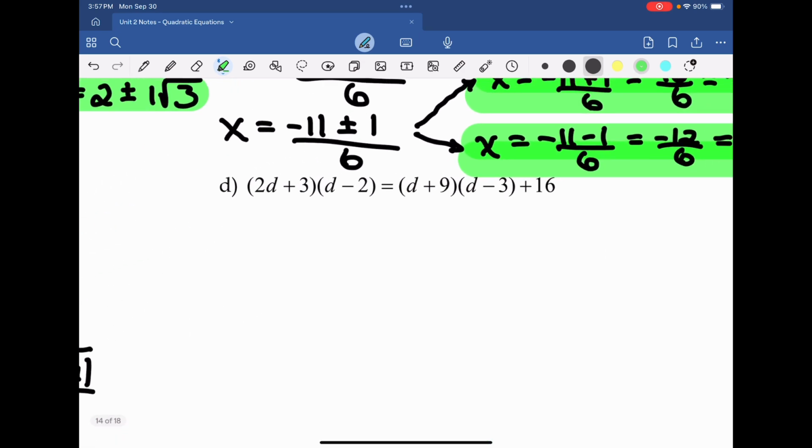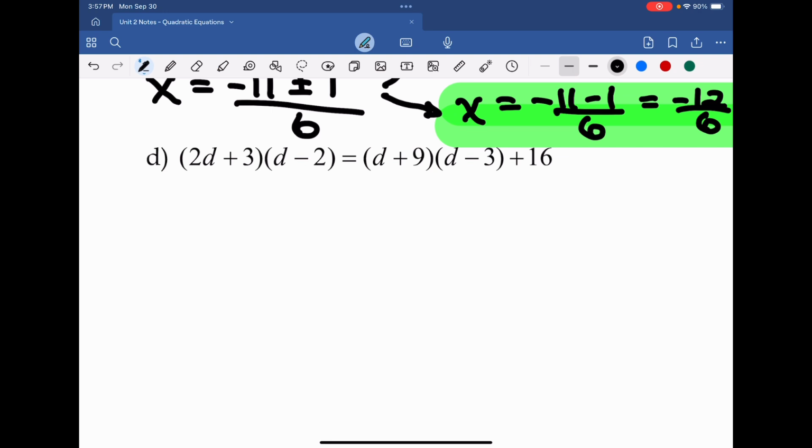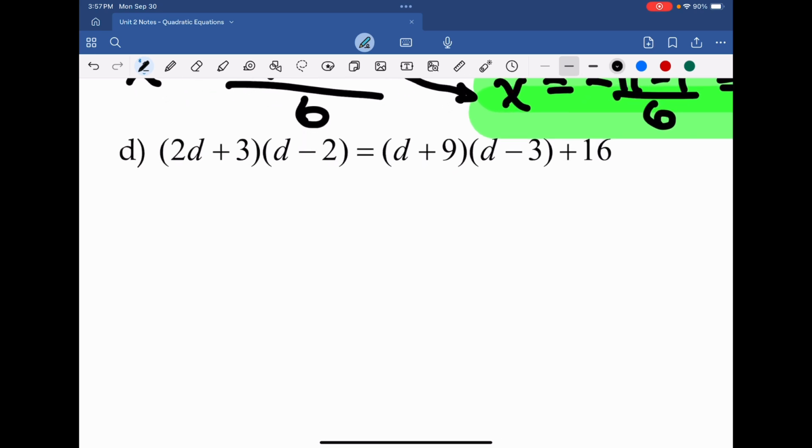Okay, now let's go up to example D. Example D might look really difficult on surface value, but it's actually not. It just requires a little bit of expansion and then collection of terms onto one side. So if you're ever given something like this, let's take this and first of all, expand it. 2d times d is 2d squared. 2d times negative 2 is negative 4d.